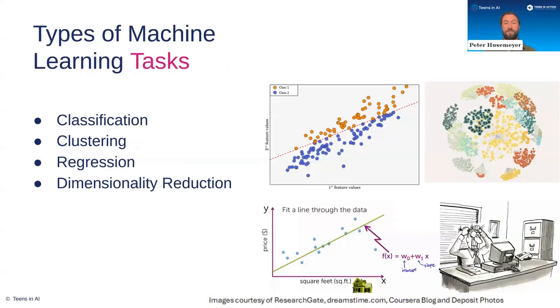Now, if we want to get specific for a moment, machine learning tackles a variety of problems, each requiring a unique approach. So let's explore some of the primary types of machine learning tasks. First, we have binary classification, a simple yet very powerful and important technique. Binary classification involves categorizing data into two distinct groups.